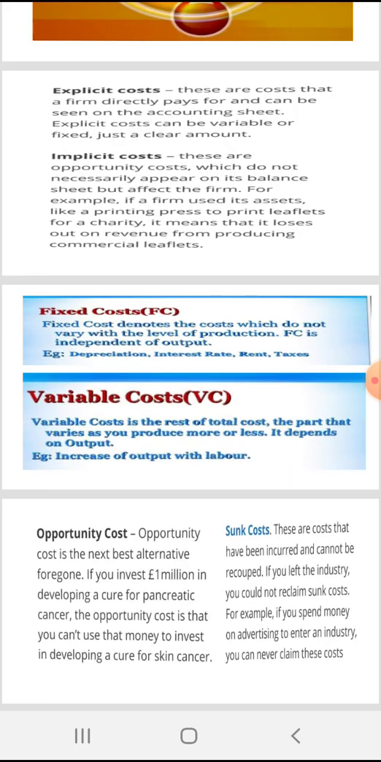Next is fixed cost. Fixed cost denotes the costs which do not vary with the level of output. Fixed cost is independent of output. Example: depreciation, interest rate, rent, taxes, etc. Variable cost. Variable cost is the rest of the total cost, the part that varies as you produce more or less. It depends on output. Example: increase of output with labor.